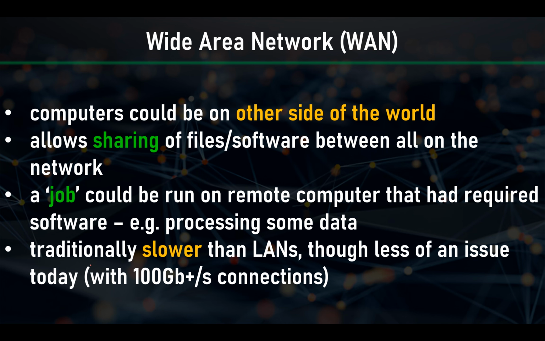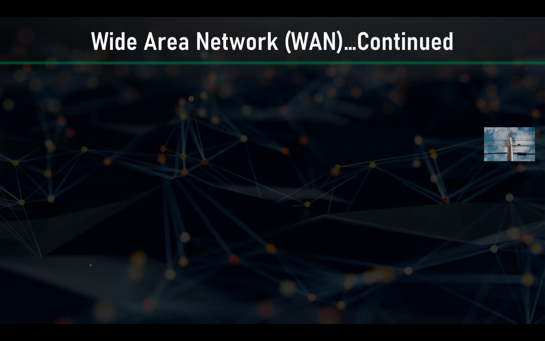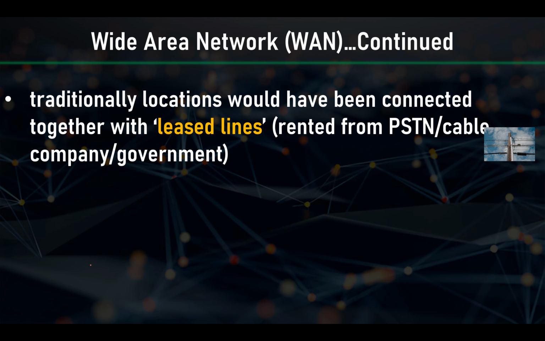For example, with 100 gigabit per second connections, fibre optic cables, etc., just connecting the different WANs together. Traditional locations would also be connected via leased lines, and they'd be rented from the PSTN, public switched telephone network, cable company or government. When we say leased lines, basically that means you're renting one of these individual telephone lines.